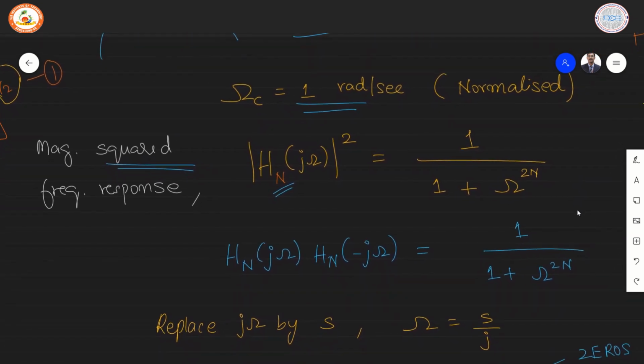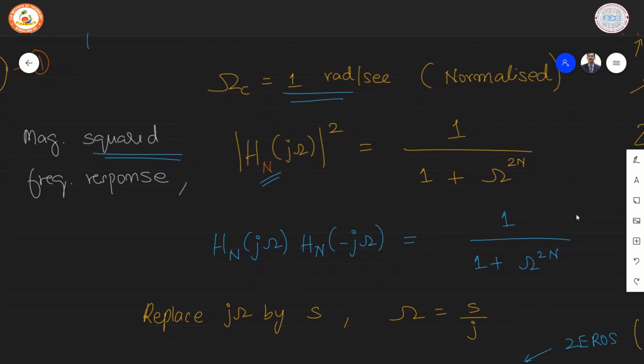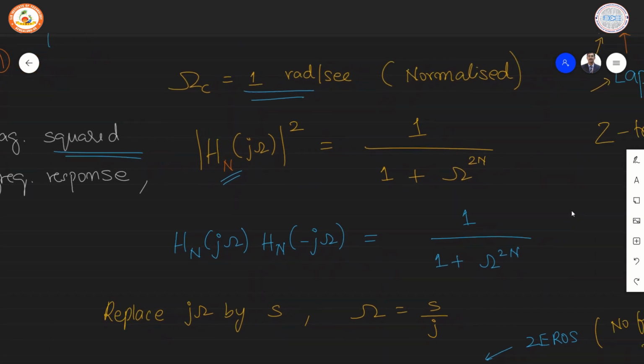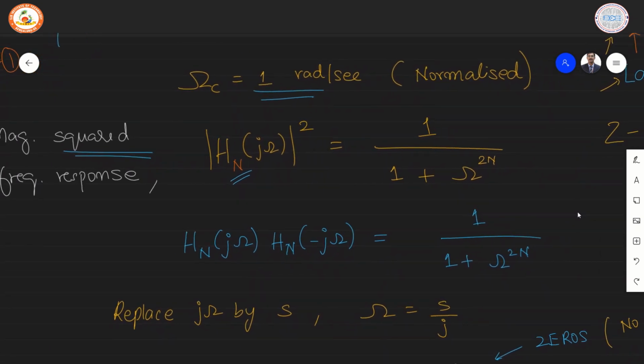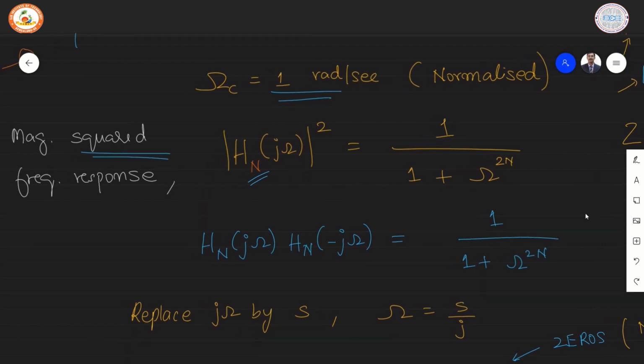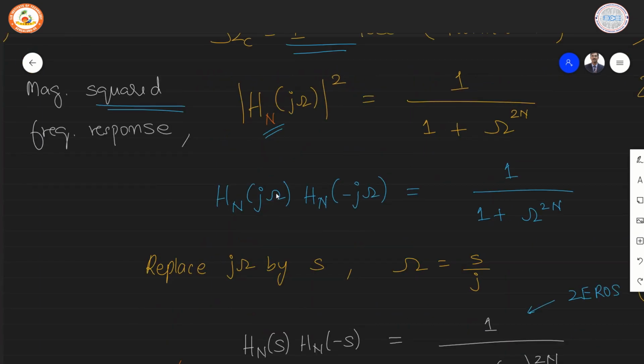Okay, next we derive the expression for the poles. The poles of the Butterworth filter, where do they lie typically? Let us determine the location of the poles in the case of the Butterworth filter.